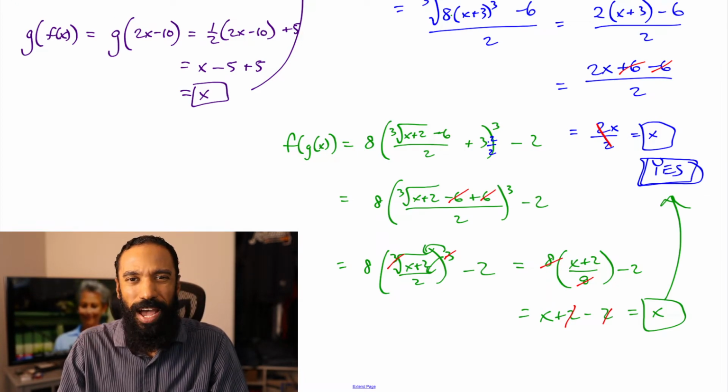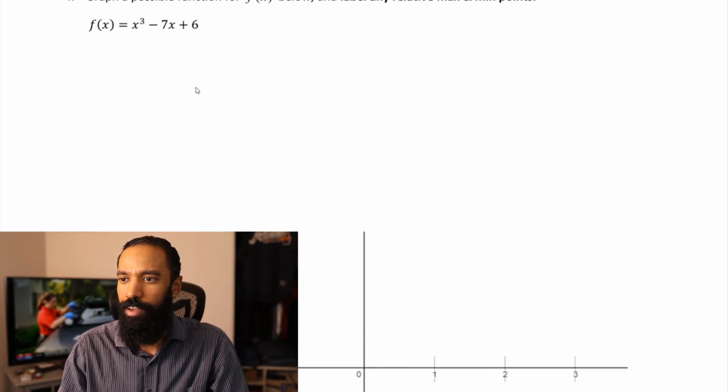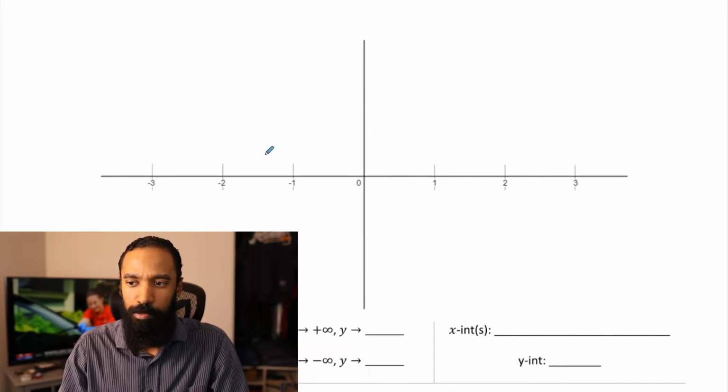We're trying to review and say, do you actually know this stuff? All right, next page. Find a possible function for f of x below. Label any relative mins and maxes. Same kind of thing as before for this graph.